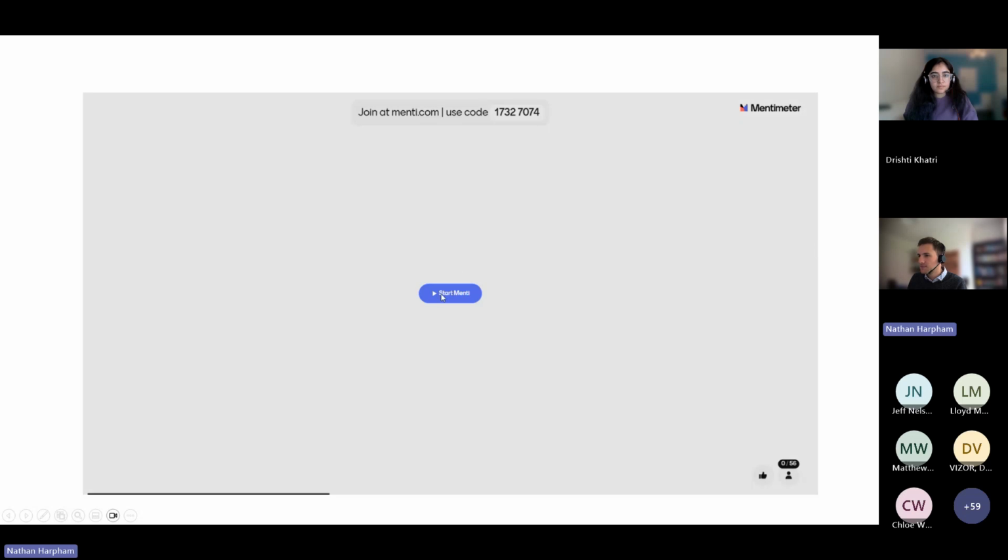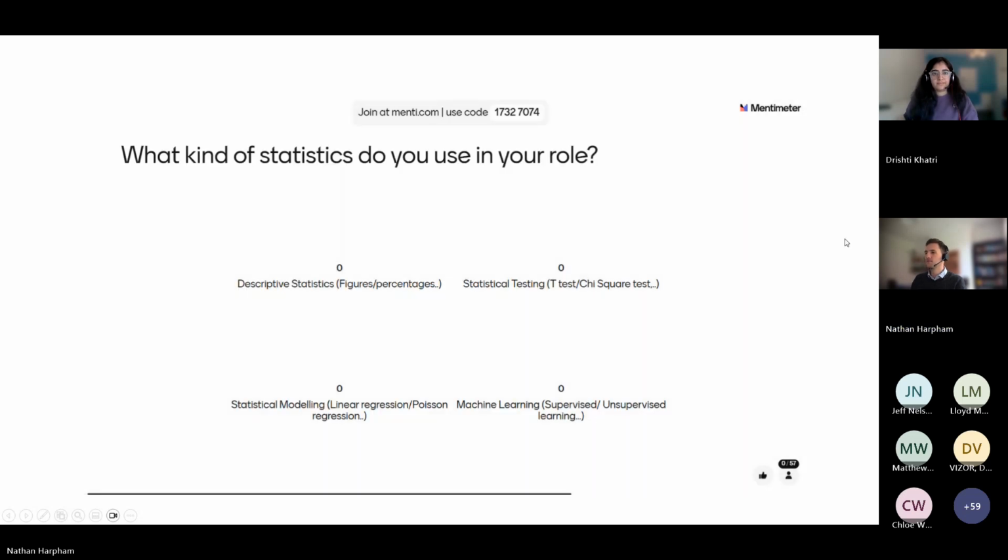Move on then. So drilling this down a bit more into what kind of statistics you use in your role. It can be descriptive statistics, so describing the data through figures and percentages; statistical testing, in terms of the Wilcoxon test, chi-square test, t-test; or statistical modeling, in terms of linear regression, Poisson regression, logistic regressions; and of course there's also machine learning.